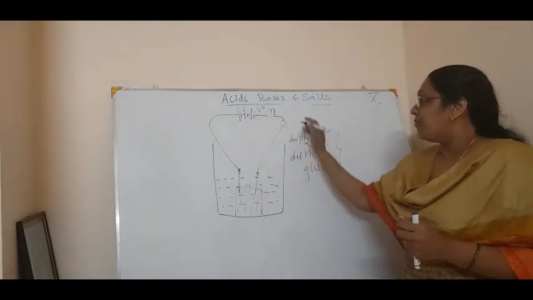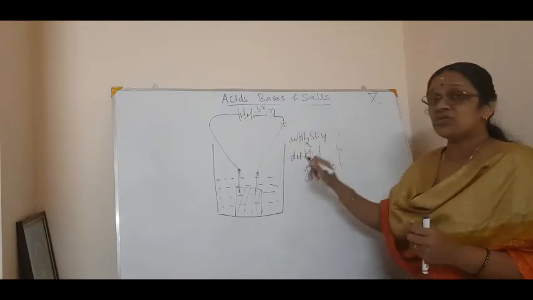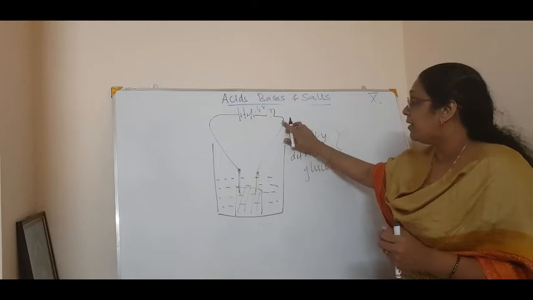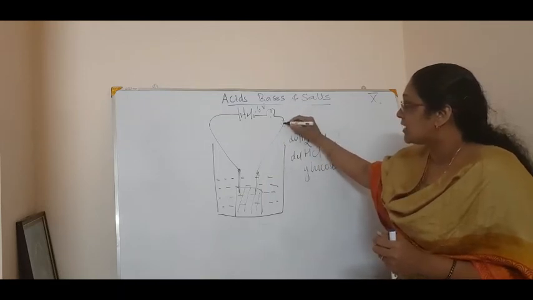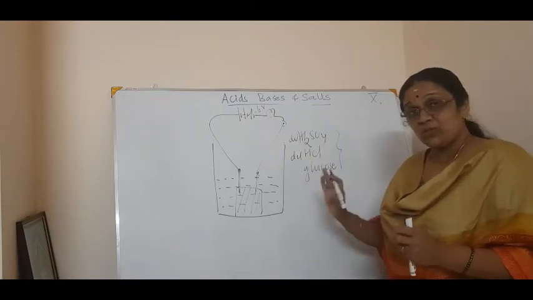Now you turn on the switch. How do you turn on the switch? You will study electricity. You turn on the switch by putting it like this. This is an open circuit and this is a closed circuit. You close the circuit, or close the switch. Now what happens? What is the observation here?